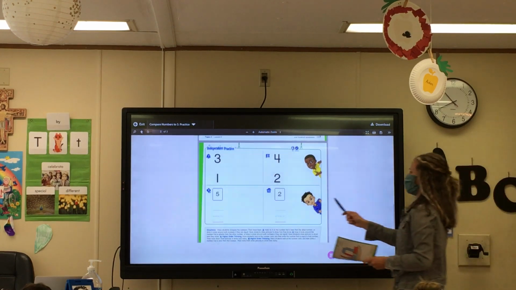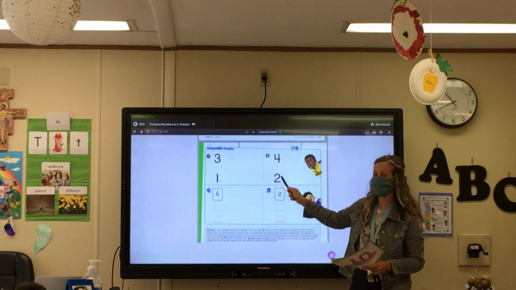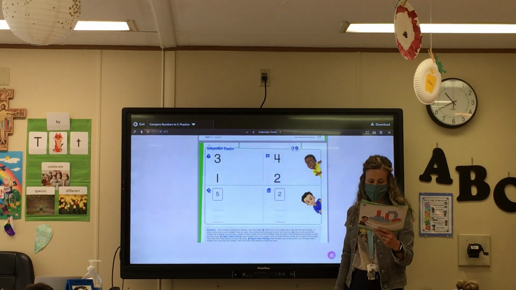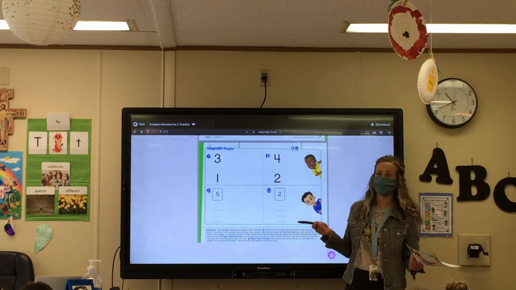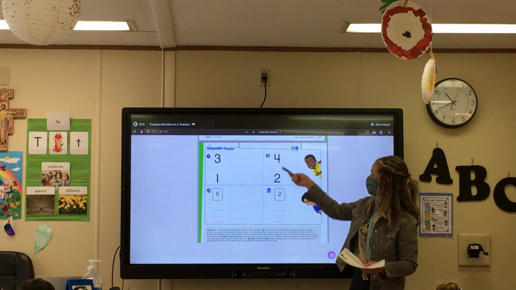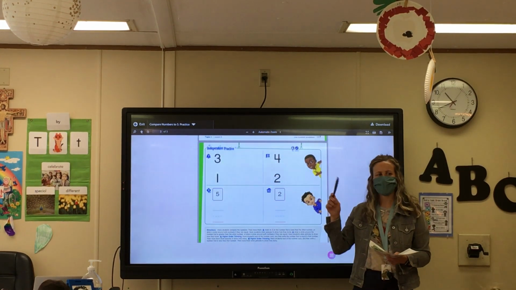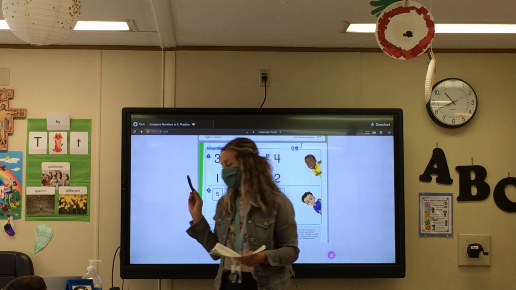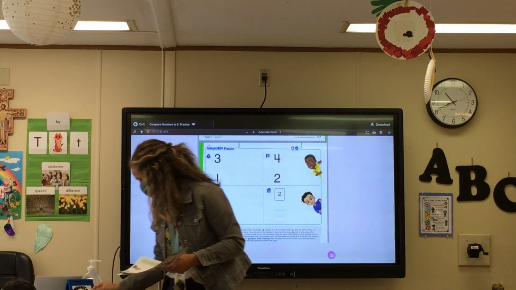This time, we've got 2 numbers here. I want you to circle the number that is greater, or draw a circle around both of them if they're equal. Find the one that is greater, circle it, or circle them both if they're equal. Once you do that, now draw your counters to match. Make sure I can see it.